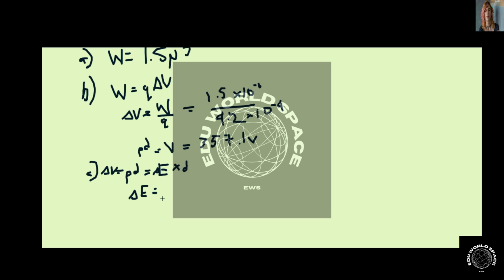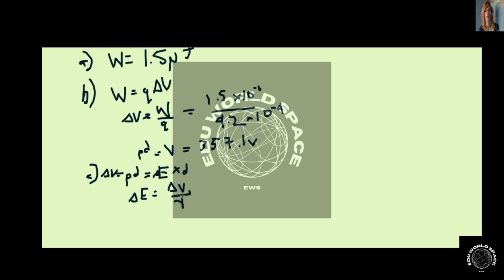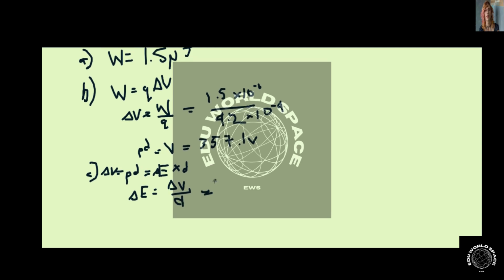So the change in E is equal to change in V over d, which we calculated from the last step. So the potential difference is 357.1 over the distance, which we can get straight off the answer, which is 6 centimeters. So it's 6 times 10 to the negative 2, just putting it in standard units.